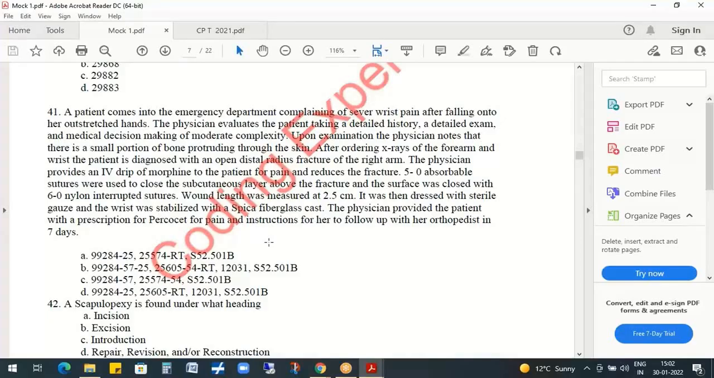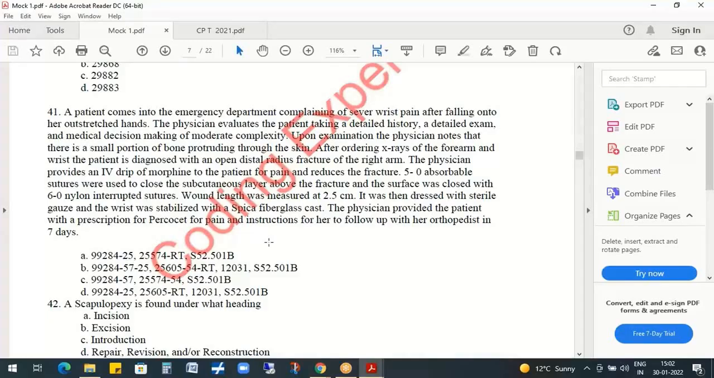Upon examination, the physician notes that there is a small portion of bone protruding through the skin. After ordering X-rays of the forearm and wrist, the patient is diagnosed with an open distal radius fracture of the right arm. The physician provides IV morphine. Absorbable sutures were used to close the layers. Closed with. Is there any open treatment done here? Nothing.